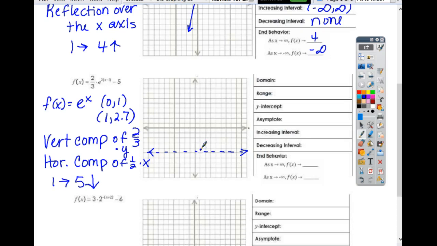So the 1, 2.7 is here. So a vertical compression of 2/3. So if you take 2.7 times 2/3, it's going to move here. The horizontal compression moves it back, and we move over 1 and down 5.